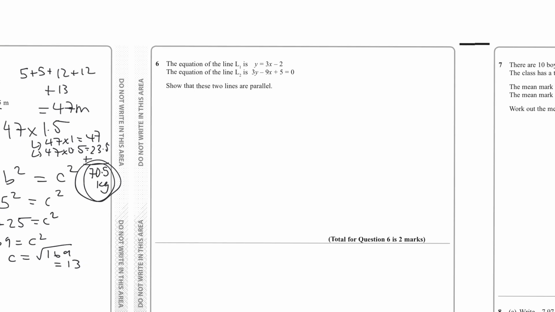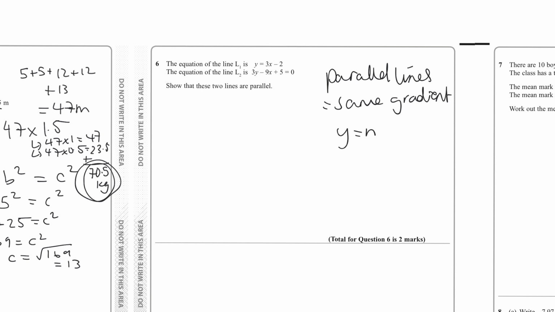Alright, so moving on to part C. We're trying to show that these two lines are parallel. So remember, what you're trying to show is not what you want to start off with, it's what you're trying to show at the end. With parallel lines, one thing to note is parallel lines have the same gradient. And just to recap, the equation of a straight line is y is equal to mx plus c. And remember, our m represents our gradient, and our c is our y-intercept.